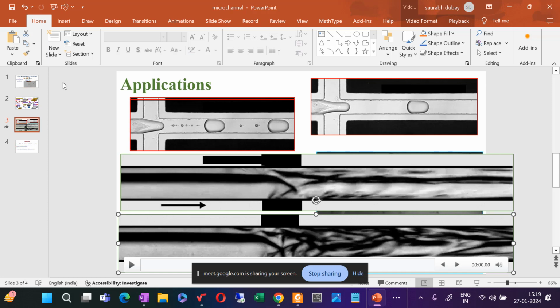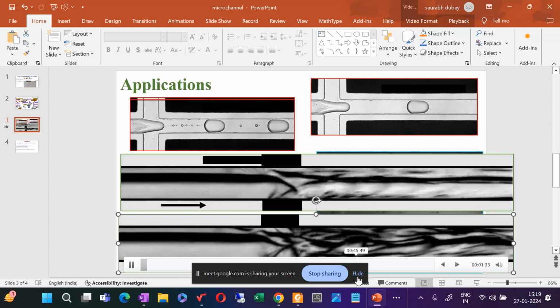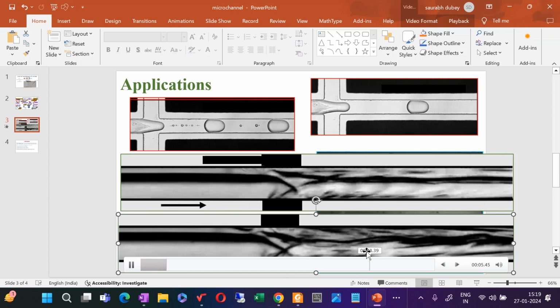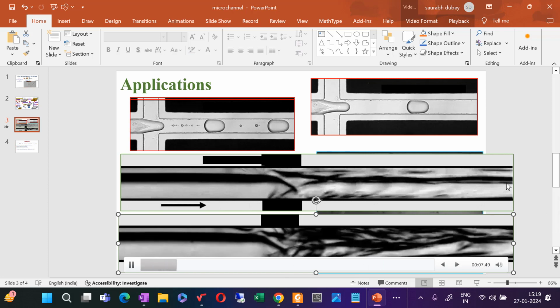From this side benzene is coming, from the straight oil is coming, and both are coming into the microfluidic channel. They are not mixing with each other, but once you apply the electric field, it started mixing. And when you increase the voltage, then mixing is much more severe.